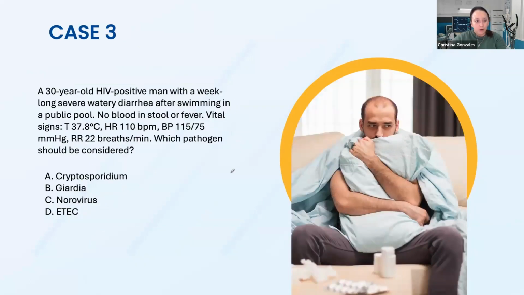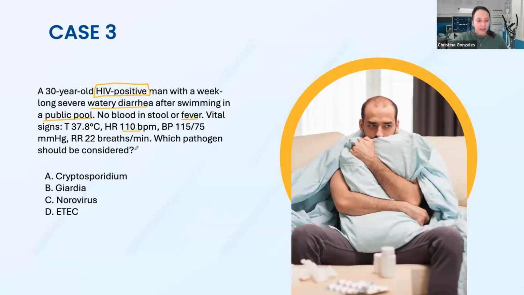All right, moving on. We have case 3. Now, in case 3, we have a 30-year-old HIV positive. They mentioned that right out the gate, okay? He has a week-long severe watery diarrhea, and he swam in a public pool, which is an open water source. No blood and no fever. Vital signs are a little bit tachycardic, otherwise pretty non-specific.